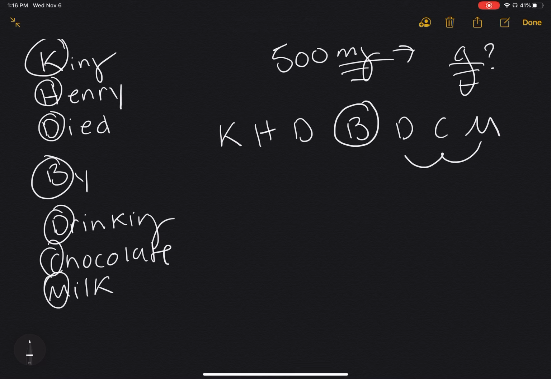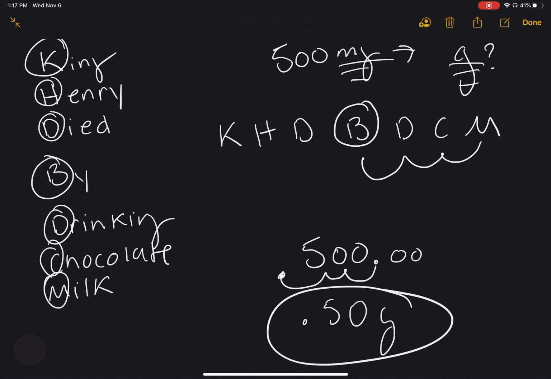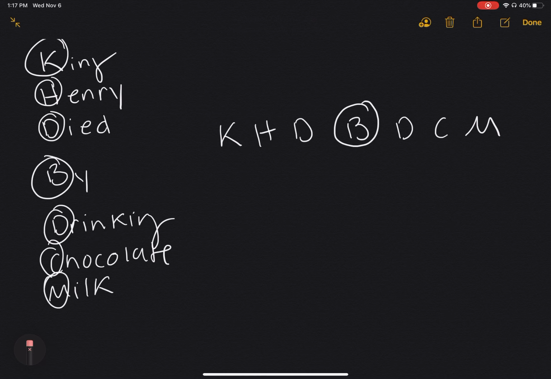So we're just counting 1, 2, 3. And if you have 500, our decimal point is just right here, so you can even add some zeros. We're going to move it 3 times to the left: 1, 2, 3. So your answer, you put that decimal point right there, is 0.5 grams. And that is your answer. All right, let's do a few more examples. If this doesn't make any sense, which I really hope it does, please just let me know in the comments.